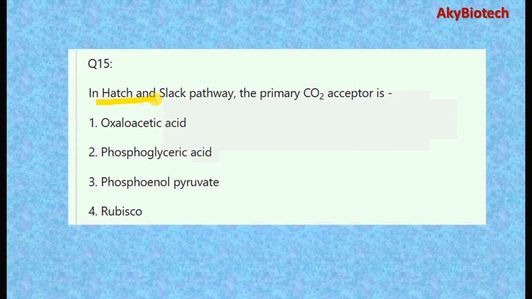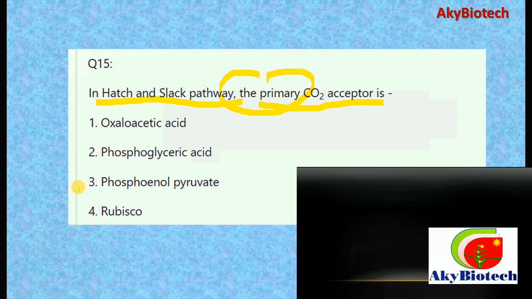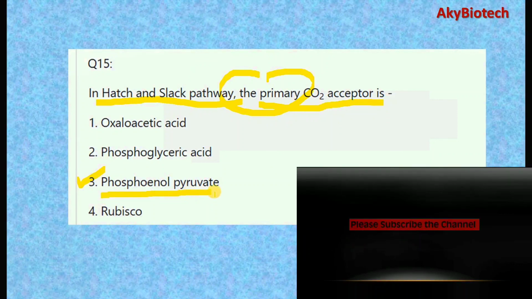Now the last question. In Hatch-Slack pathway, the primary carbon dioxide acceptor is. So in this we know that the primary carbon dioxide acceptor is PEP, that is phosphoenol pyruvate.